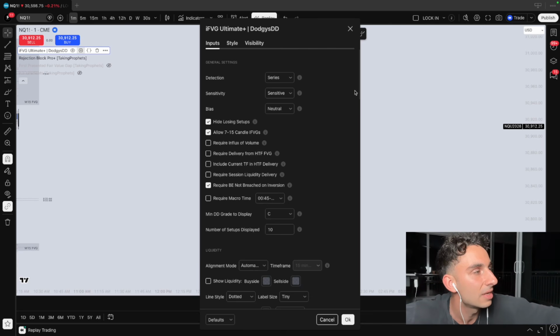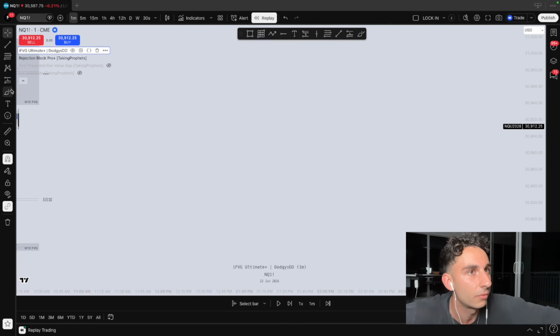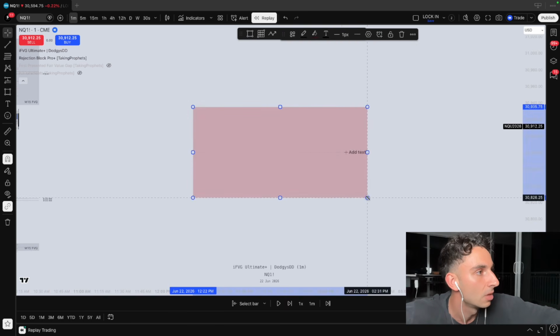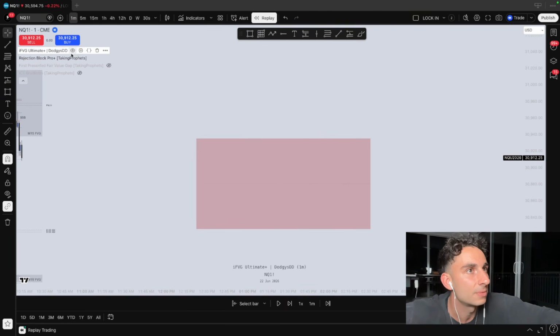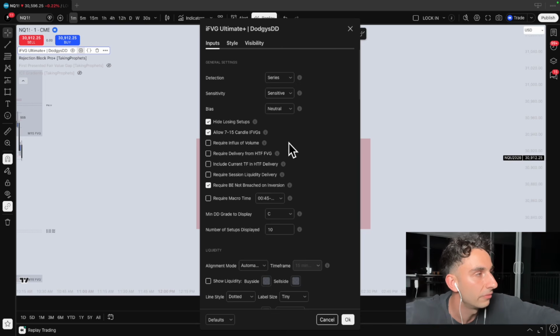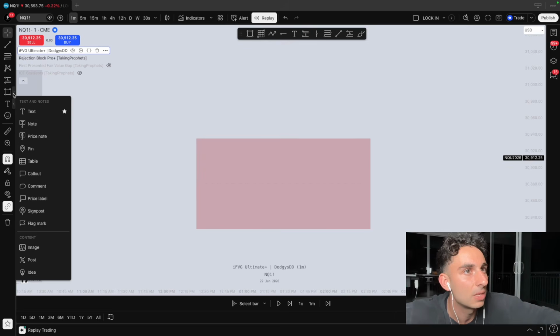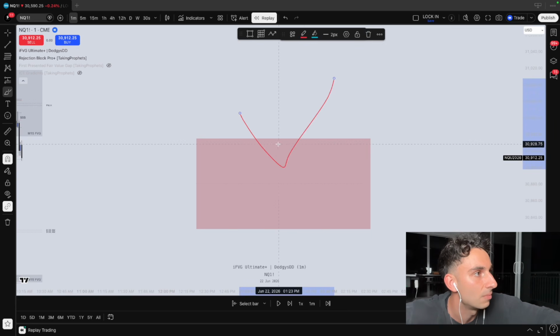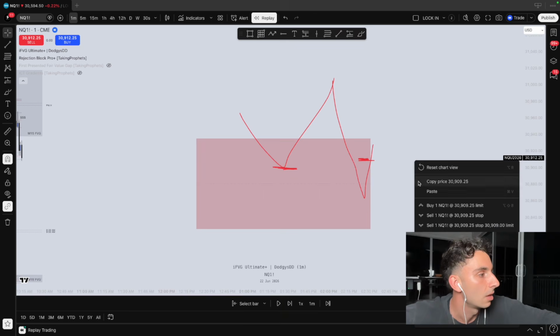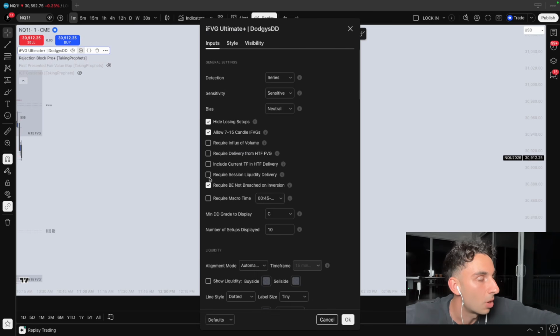Require session delivery is interesting because it's kind of the opposite of what I was saying before with the high time frame gaps, where if you have that on the require delivery, it's not going to show sweeps of session liquidity. If you have require session liquidity delivery on, it's not going to show setups where we tap into an unfilled 15-minute and then make a V-shape, or if we sweep a low inside a gap and make a V-shape. It's not going to show these setups unless this is session liquidity, like London low or something, right? So honestly, I keep it off.